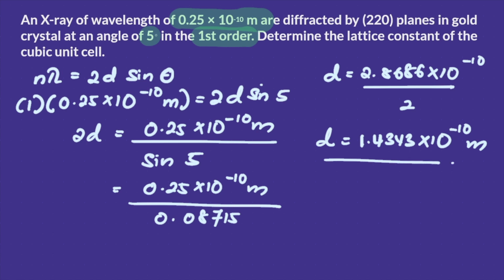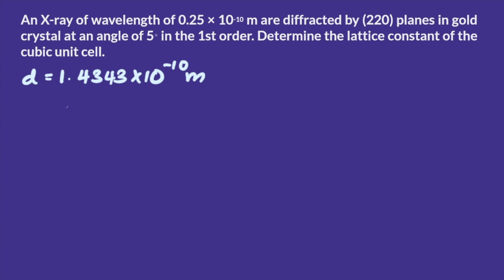Right, so in the question, you were asked to determine the lattice constant of the cubic unit cell. That means you were asked to calculate the value of a. So we need to use the value of d that we have calculated just now and plug it into another formula. Just to recap, the value of d that we have calculated is 1.4343 times 10 to the power of negative 10.